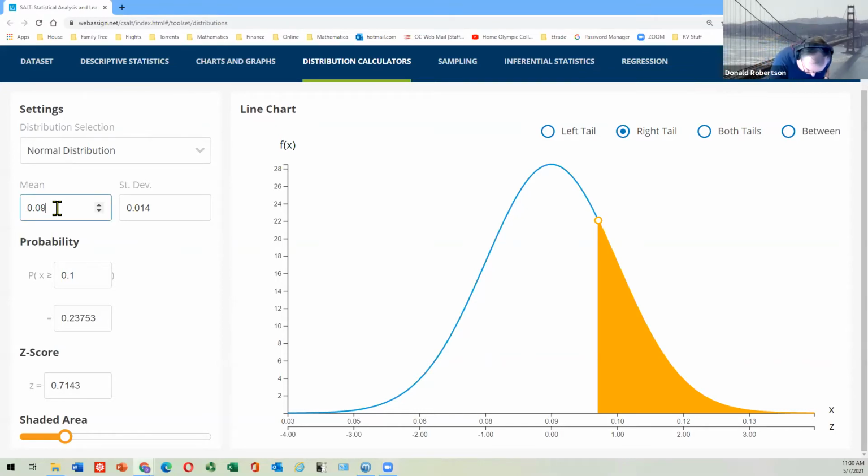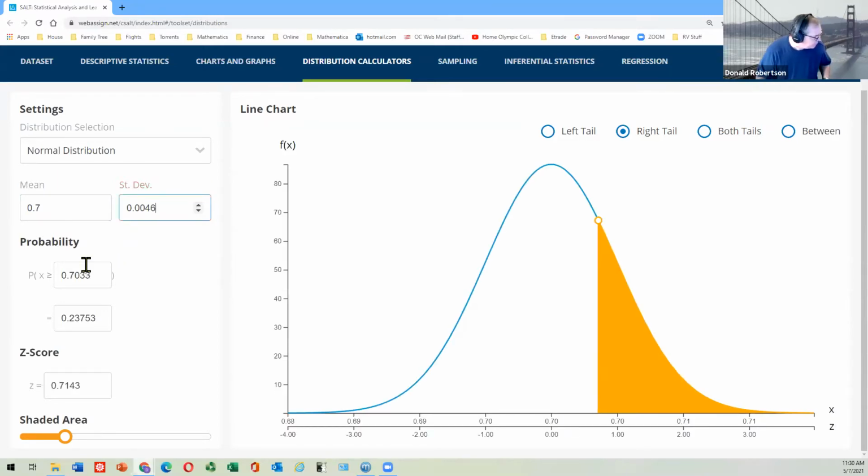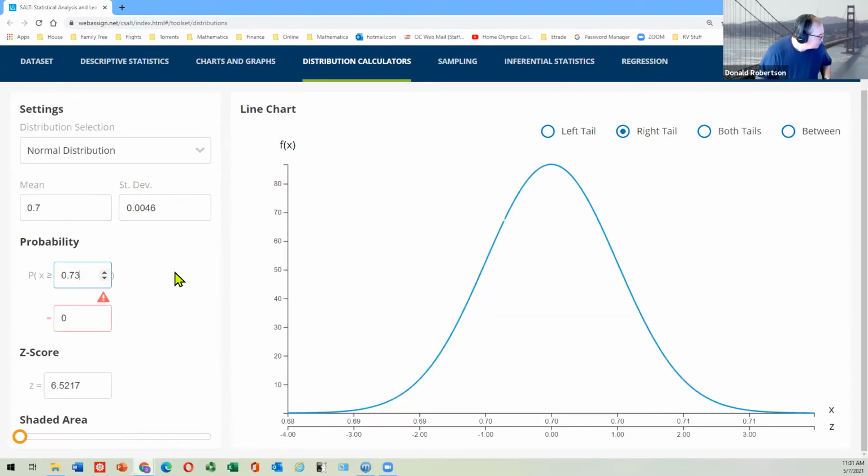The mean is the population p-value, so it's 0.7. 0.7, darn it, got an extra 0 there, 0.7. The standard deviation is 0.046. And we'd like to know what's the chances that we got a p-hat bigger than 0.73. And I put an extra 0 in there. I don't know why I'm picking up extra zeros.